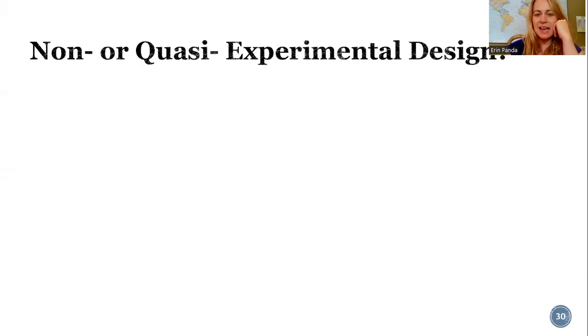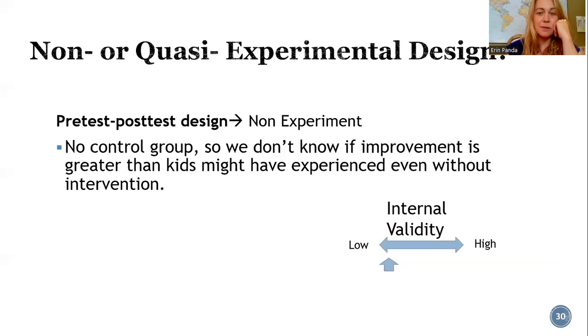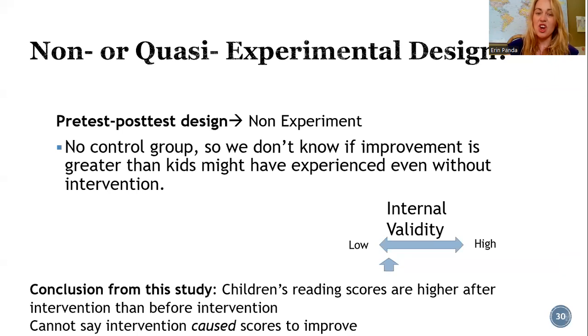So this kind of design, a pre-test post-test design where we don't have a control group, is really not that great. We don't know whether any improvement that our kids who got the intervention showed is actually due to the intervention. So this design's pretty low in internal validity. This is a non-experiment. The kind of conclusions that we could draw from this kind of design are very limited. We could say that reading scores are higher in our kids at the end compared to the beginning of intervention, but we cannot say it's because of the intervention. So this is a non-experiment.